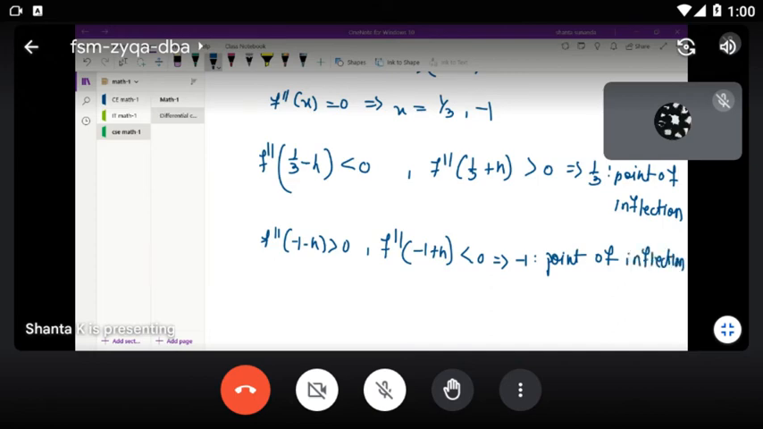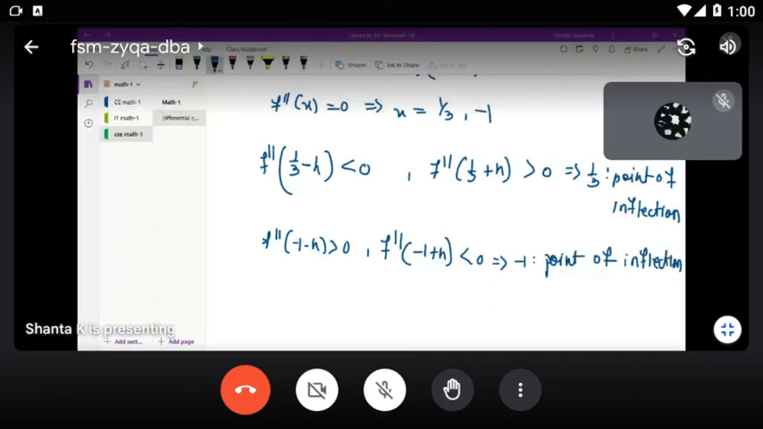Ma'am, f dash x at x equals to minus 1 also comes to be 0. So it should be a maxima or minima as well, right? Ma'am, I solved for f dash x. F dash x comes as x plus 1 multiplied by x square plus 1 multiplied by 12. So x plus 1 is also maxima or a minima. If you put x equals to minus 1, f dash x becomes 0.